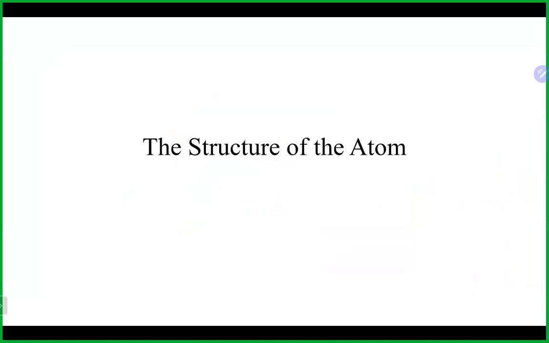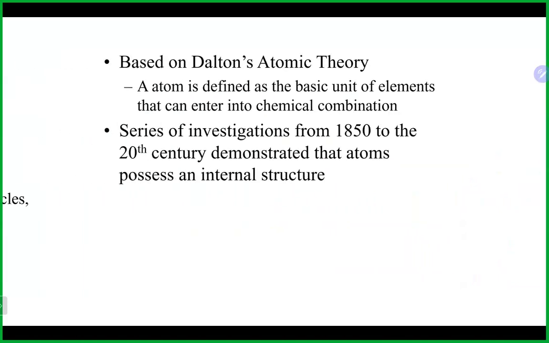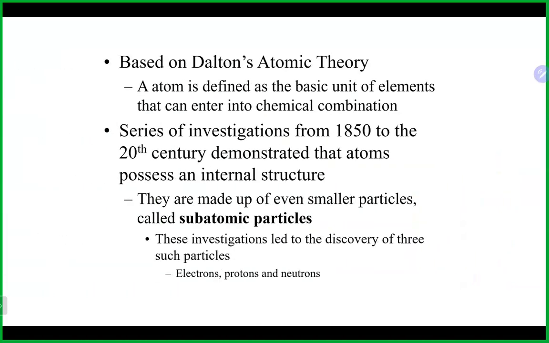Now let's talk a little bit about the structure of the atom. Based on Dalton's atomic theory, there are a few things that were thought of. The atom is, again, the basic unit of any element. It's also the basic unit that could come in chemical combination. And a series of investigations from 1850 to the 20th century proved that although atoms are extremely small entities, they're actually made up of even smaller particles, and these are sometimes referred to as subatomic particles.